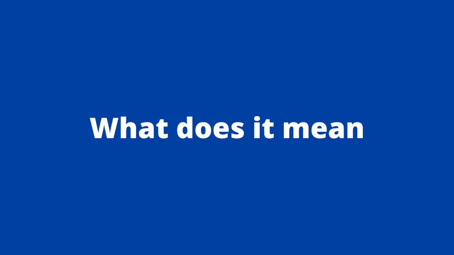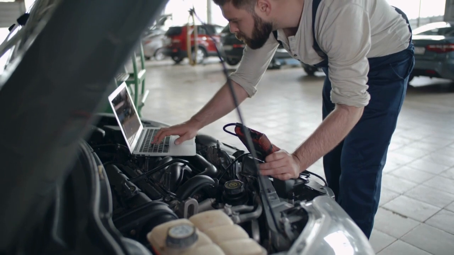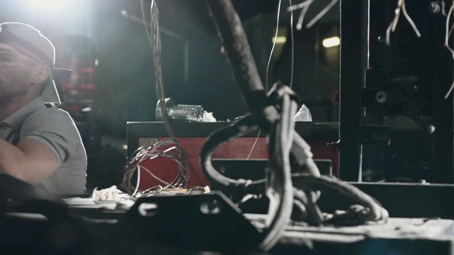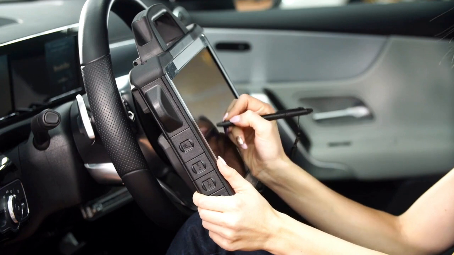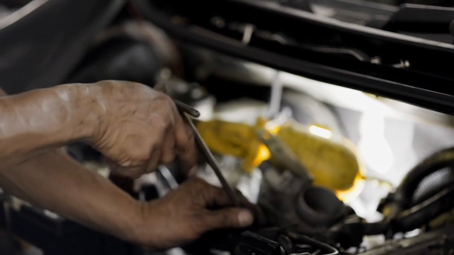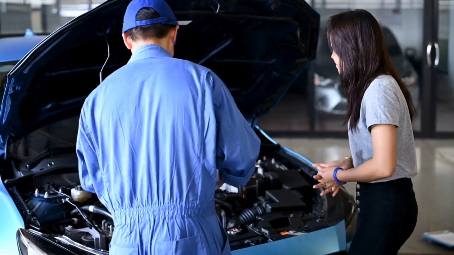What does error code P0717 mean? The P0717 fault means that the PCM is not receiving a signal from the input/turbine speed sensor. This may be caused by a faulty sensor, a damaged wiring harness, or a problem with the PCM.